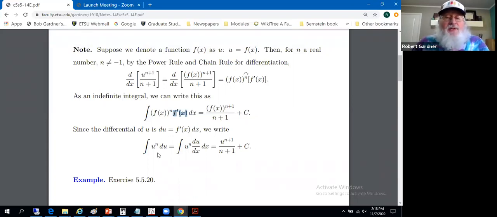Now, these two things are equal because the integral of this integrand, u to the n, would be u to the n plus 1 over n plus 1 plus c. These two integrals are the same. They're not the same because the dx's cancel. That's not division. du dx doesn't really represent a quotient. It represents a derivative, which is not a quotient. It's a limit of a quotient.